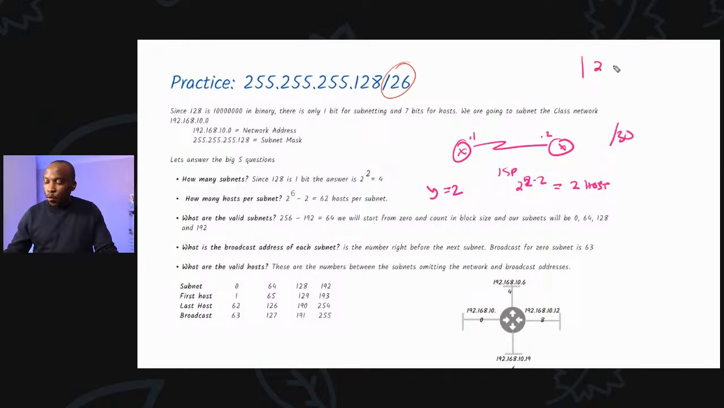And if 2 bits are the ones that are unborrowed, it means that we have borrowed 6 bits to make 8. So 2 to the power x, where x is equal to 6, would be 2 to the power 6. So that would mean that we're going to create 64 networks, and each network will have 2 hosts.